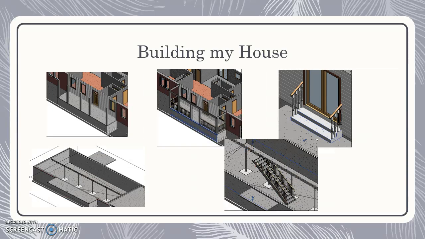Next was doing the front and back porches. The front porch included the foundation, the columns, the header, and the railings. And the back porch also included the foundation, but this time I added railings with stairs. I then worked on my basement, where I added structural columns, beams with beam pockets, and I also had to add stairs with railings to my basement.